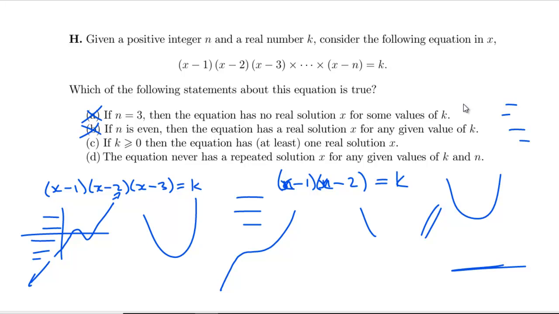So let's try and rule out D then. The equation never has a repeated solution x for any given values of k and n. Well, that's definitely not true for the same reason we just saw with B.